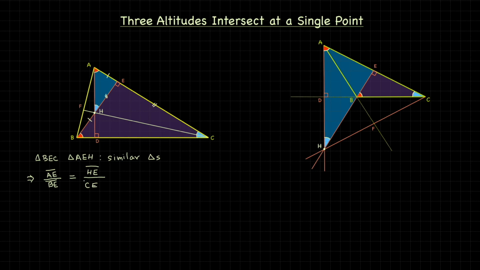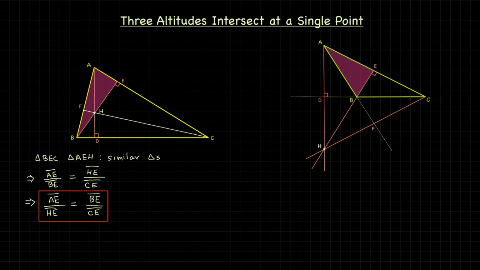These two ratios must be equal because the triangles are similar. And if we rearrange this, we get AE divided by HE is equal to BE divided by CE. Here I have just swapped the positions of BE and HE. I'm going to highlight this equation in red because it's needed for the next step.